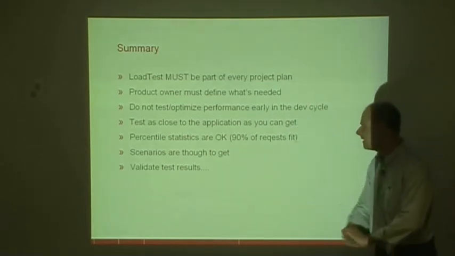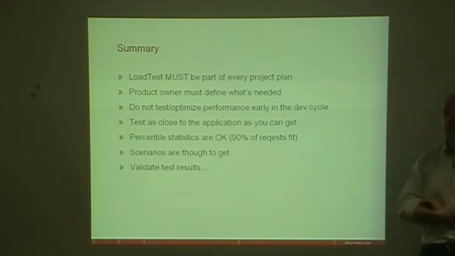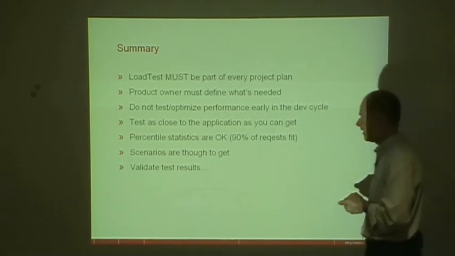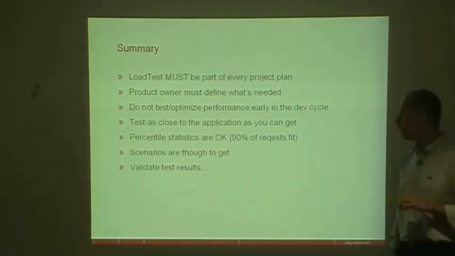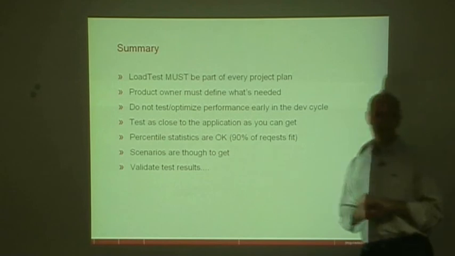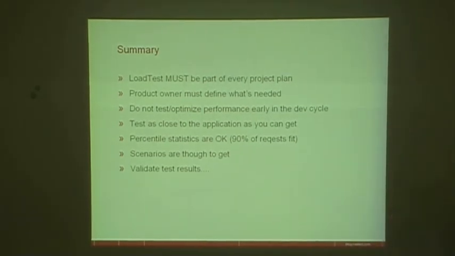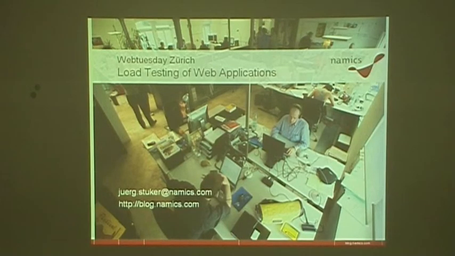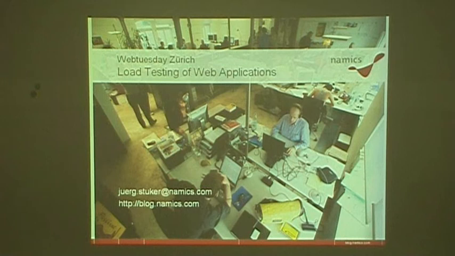I think percentile statistics are okay, so you don't need 100% of the requests to perform well. If you look at the distribution of the results, say 80% of all requests have to be delivered in 200 milliseconds, and 95% at least in half a second, and you don't care about the rest, because there will always be slow requests in most applications. Scenarios are tough to get, and you should validate test results before fixing a lot, because it happened very often that something was wrongly configured or that the application delivered something wrong.